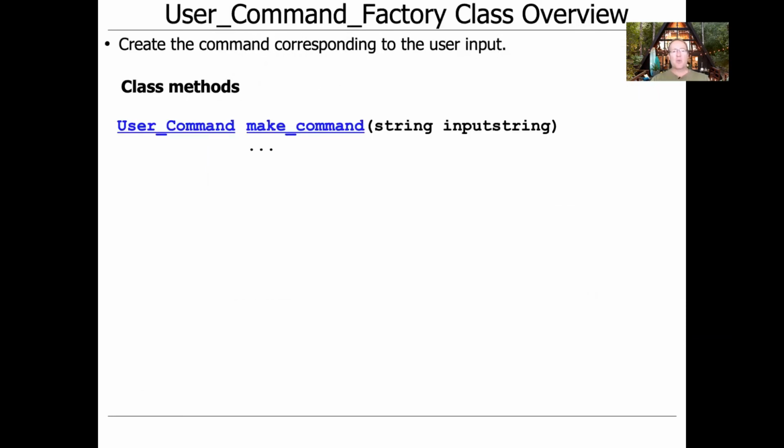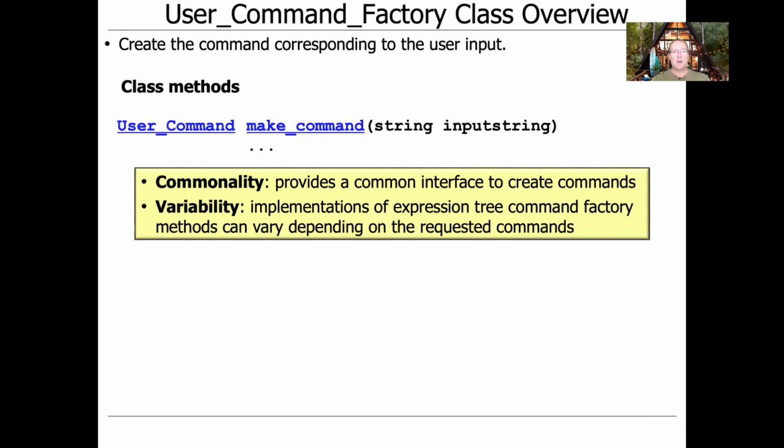So how do we do this? We're going to define this thing called the user command factory, which has a make command method that takes in a string, and that's the factory method make command. So from a commonality and variability point of view, from a scope commonality and variability analysis perspective, we have a common interface or common API to create commands, and then we can have implementations give different behaviors to make different kinds of commands based on the input we give it in our input string.